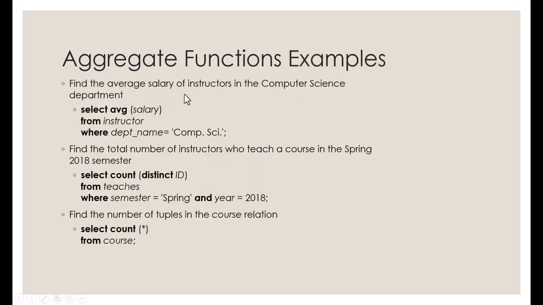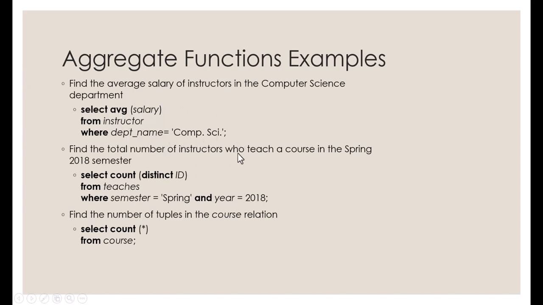The first example we have here is we want to find the average salary of instructors in the computer science department. In relational algebra, we had to use that G symbol, but here there's not any of those. You have to use just the name of the function, which is average. So select average, and then in parentheses we have salary. So we're computing the average of the salary attribute from the instructor table, where department name is equal to computer science.